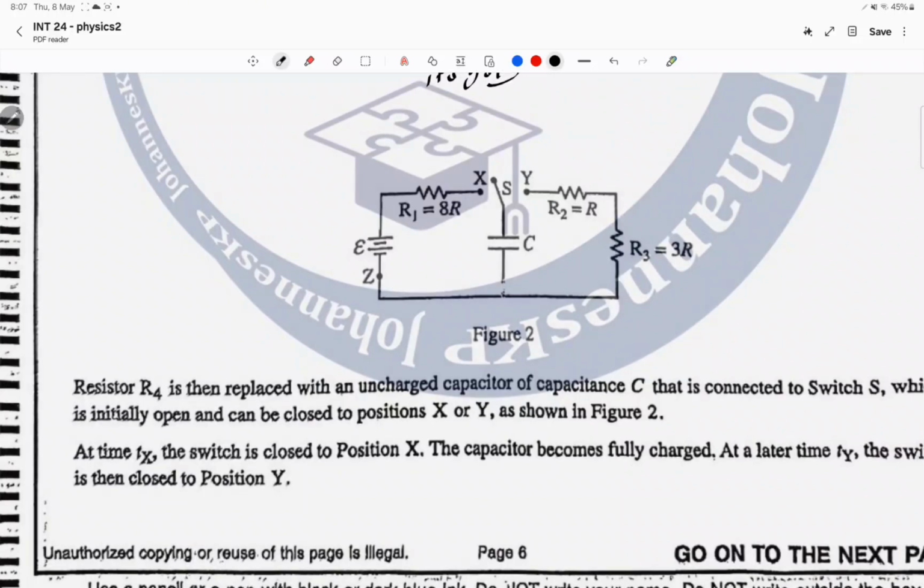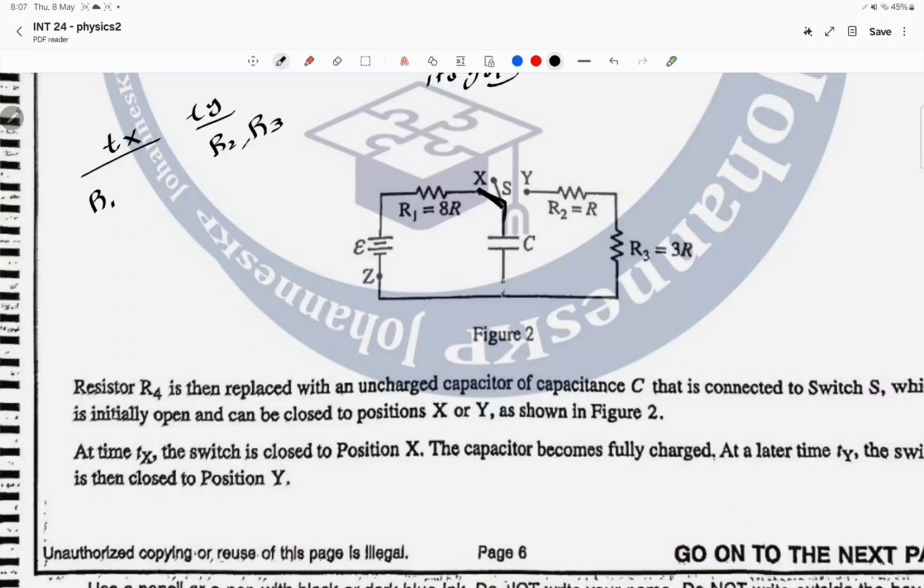And at time Tx, the switch is closed at position X. Then after some time, the capacitor gets fully charged, and then at some point, time Y, the switch gets closed at position Y. So let's just analyze what's happening. So if we're talking about time of X, we only have R1 getting involved, right? But if we talk about time Y, we have R2 and R3. Okay, let's also analyze some stuff.